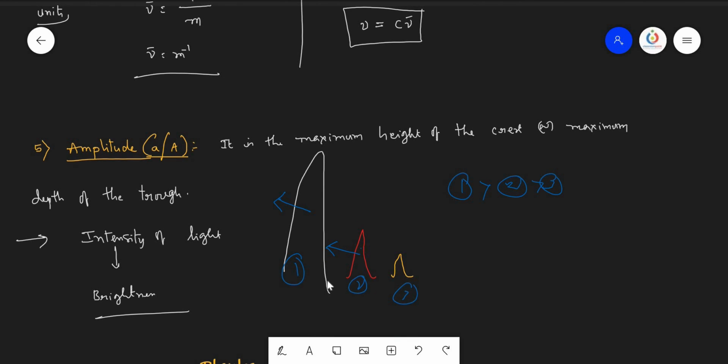Let us take three different lights, 1, 2, 3. The first one's amplitude is more, the second one is medium, the third one is less. So when the amplitude is more, we say that the first one's brightness is more, the second one is medium, and the third one is still less. So when it comes to the brightness or intensity, the first is more than the second, which is more than the third one.